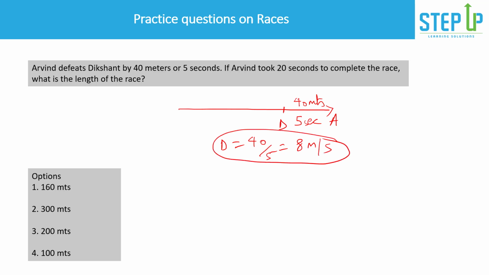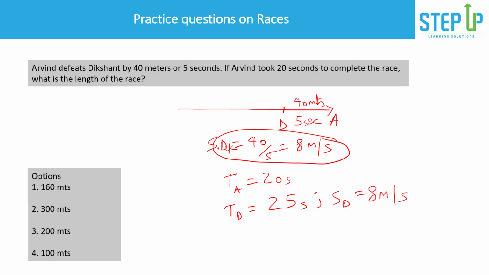Now they're saying Arvind took 20 seconds to complete the race. We already know that Arvind defeats Dikshant by 5 seconds. That means Dikshant will take 5 seconds more, so Dikshant will take 25 seconds. And we also know the speed of Dikshant is 8 meters per second.